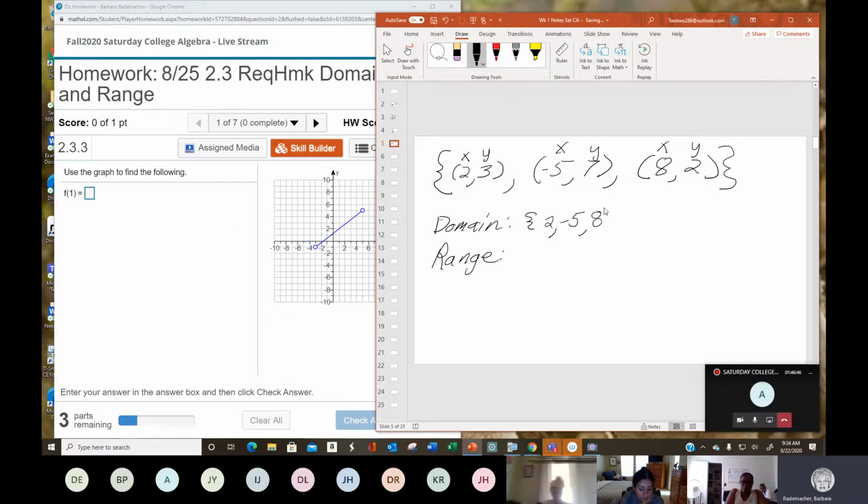You don't have to put those in order if you don't want to. And the range consists of all the y coordinates, 3, 7, and 2. And again, you don't have to put them in order unless you want to. Now that is basically what domain and range are. But now it starts to get complicated.